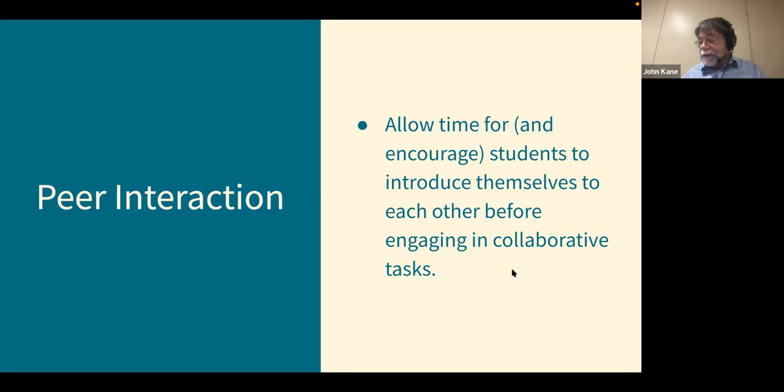Before you start any sort of group project, give some time for students to introduce themselves to each other, which is something I should have done in this session. I think, does everyone know each other here? Maybe we should do a quick round of introductions, just to set a good example of that. Gwen, would you like to introduce yourself?